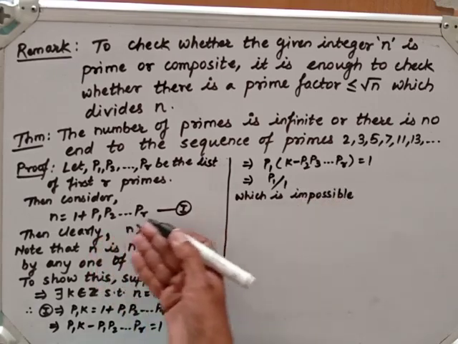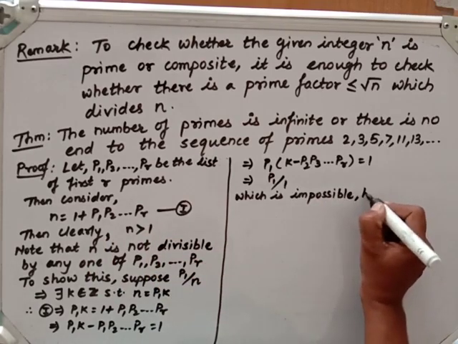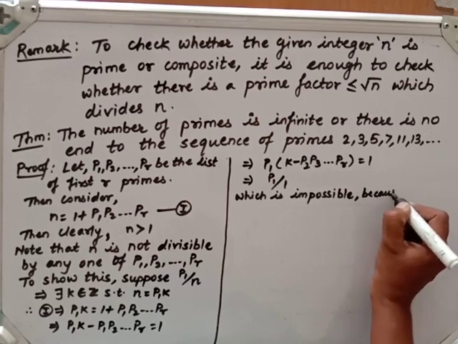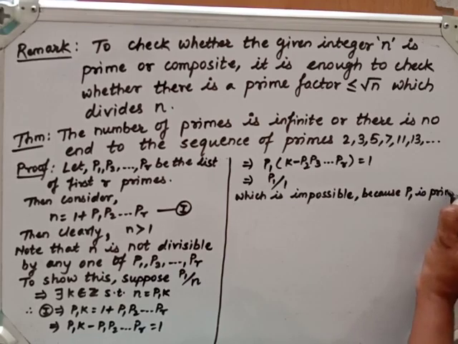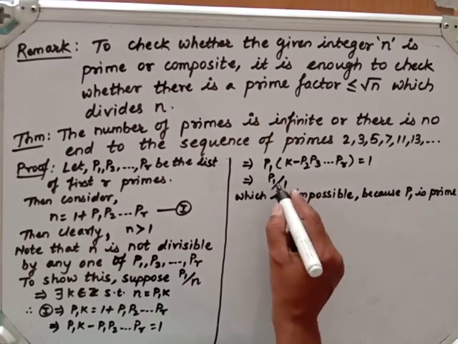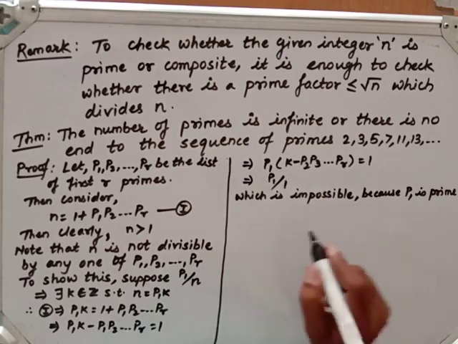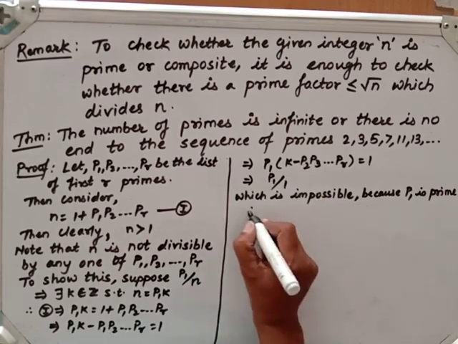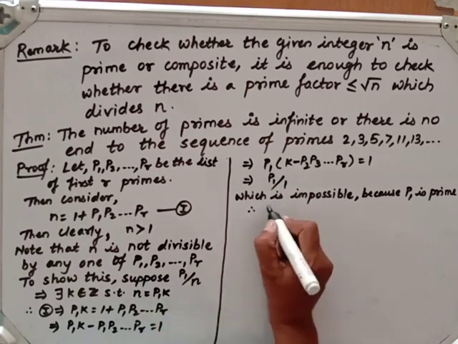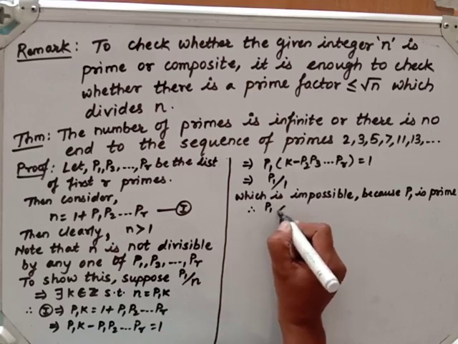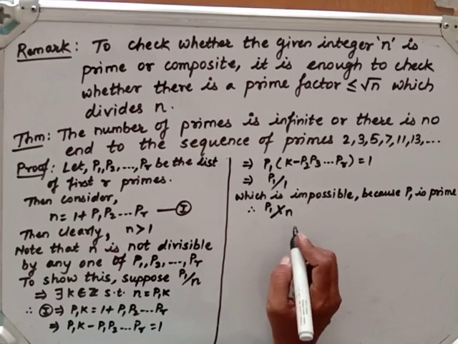Which is not possible, as Pi's are the primes. Because P1 is prime, 1 will be a divisor of it, but it won't be a divisor of 1. That's why this is not possible. Therefore, why does this happen? Because of this assumption. So, P1 doesn't divide n.